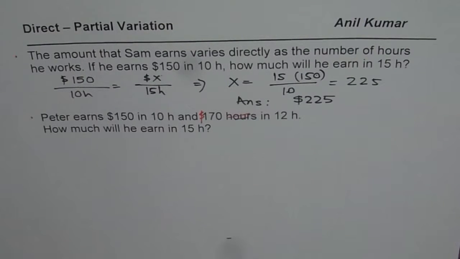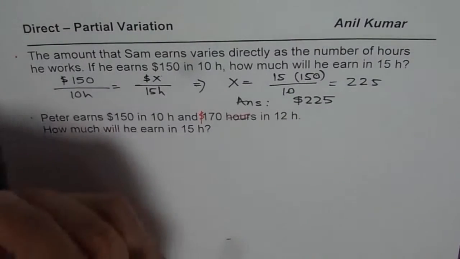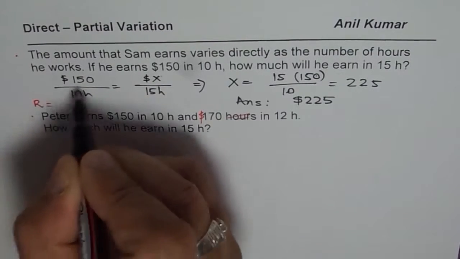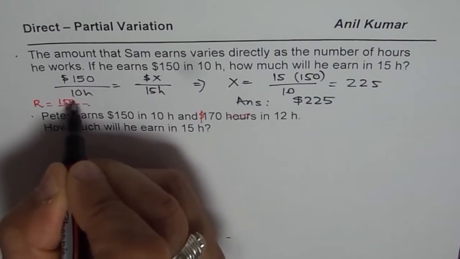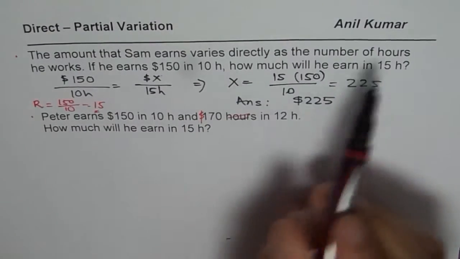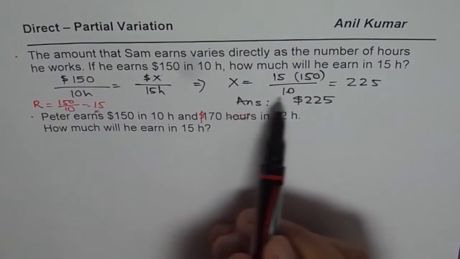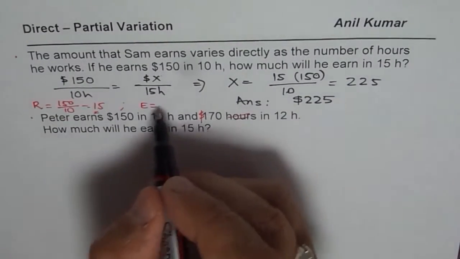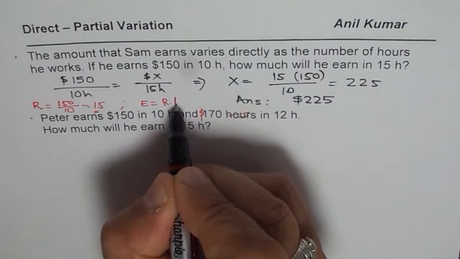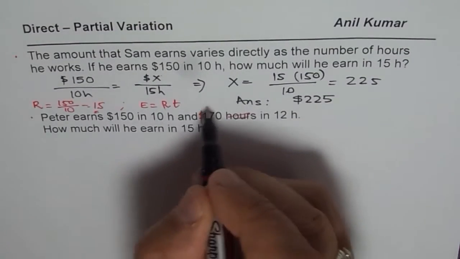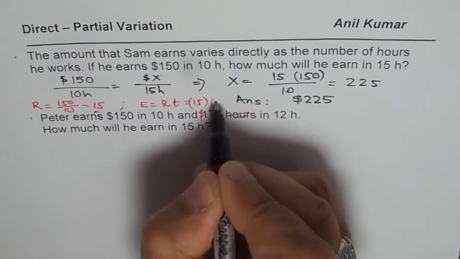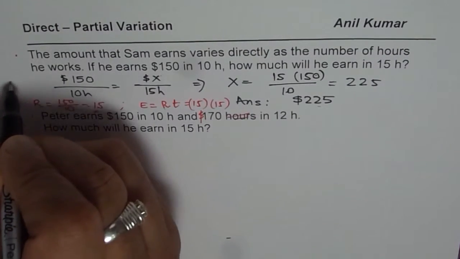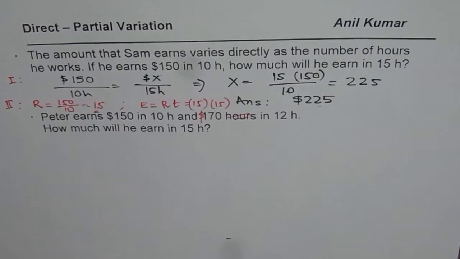You could also find the rate first. Rate of earning, which is, let us say, constant R, will be 150 over 10, which is 15. And then you could multiply 15 by 15 to get the total earnings. So earnings equals R times T. R is 15, T is 15. 15 times 15 will give you 225. So that is an alternate method. This is method 2. This was method 1 using ratios.